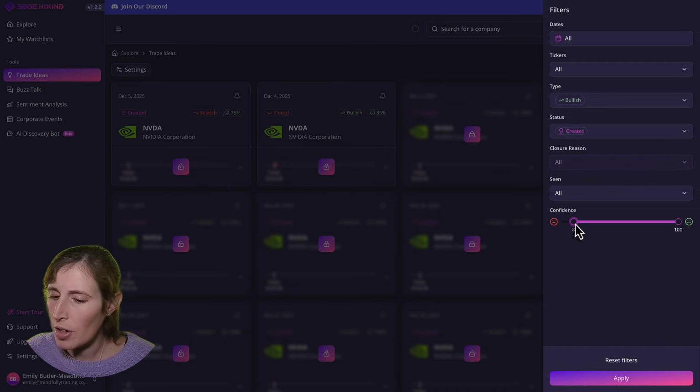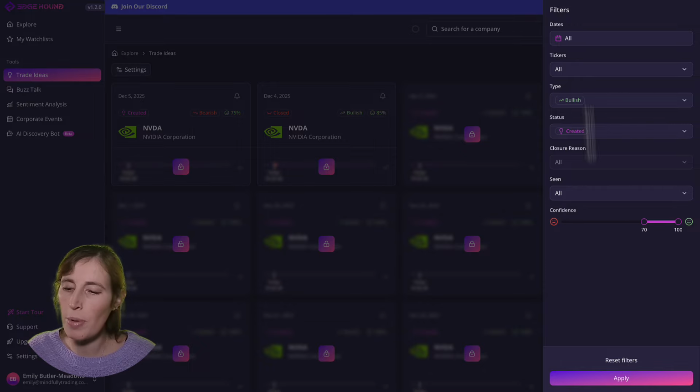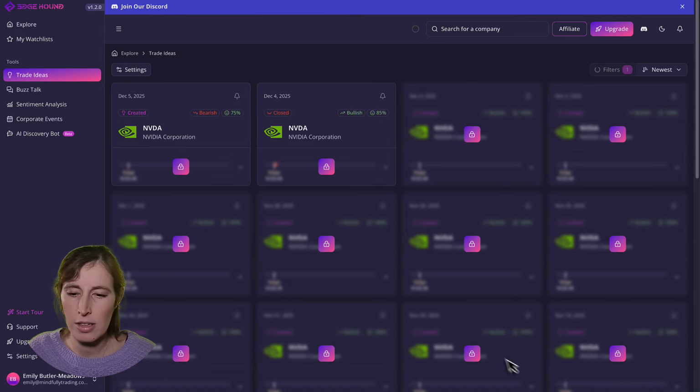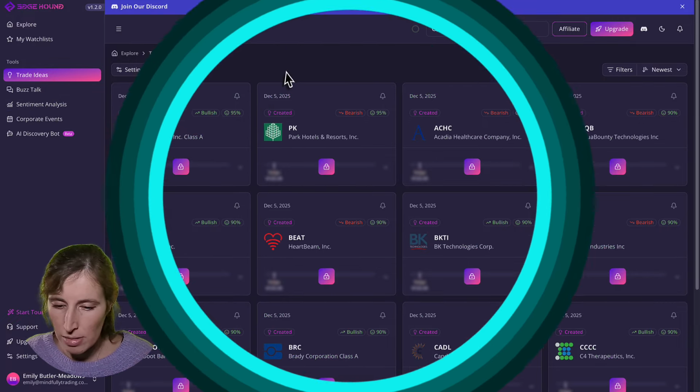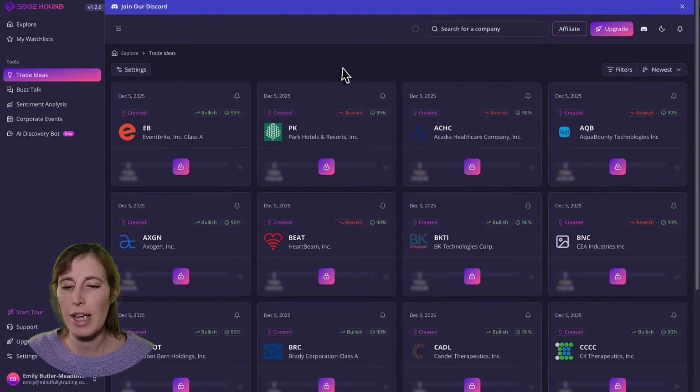And let's move the confidence up to at least 70% to 100%. So I want high confident, open, bullish trade ideas. Okay, that's useful. So that is loading up some stocks now that are interesting me and what I'd be looking for personally for a trade idea. So that's a really useful feature to be able to filter and search for trade ideas that match my requirements.